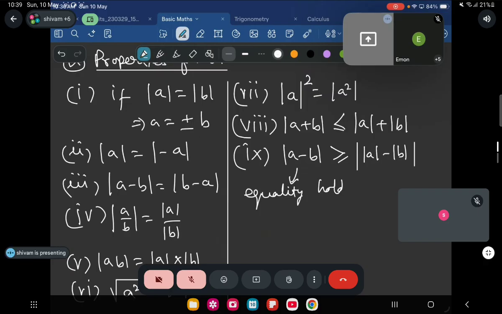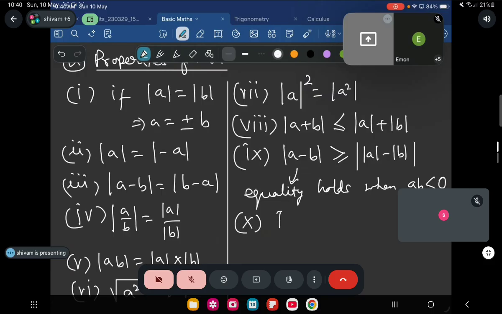Equality holds when the product AB is less than or equal to 0. If anyone needs the proof, let me know. I'll prove it. Should I prove this one? No, not required. Okay.